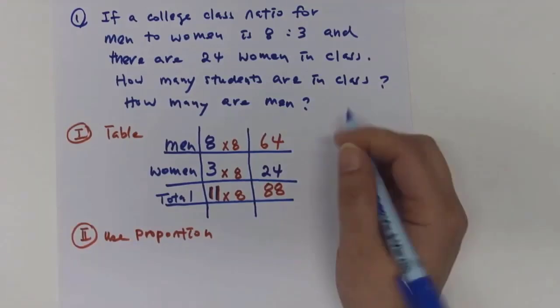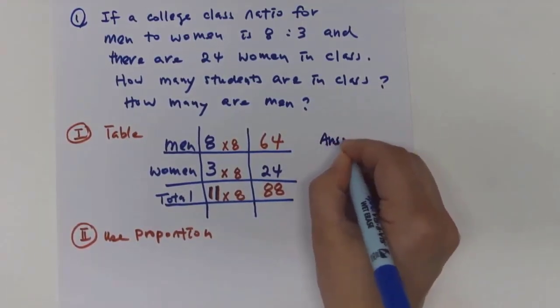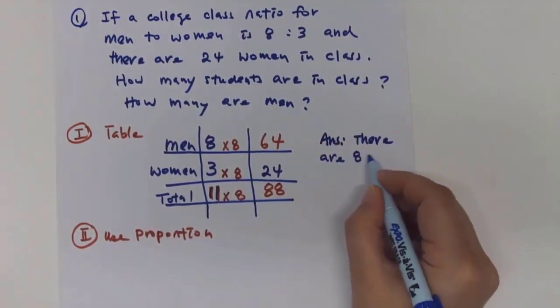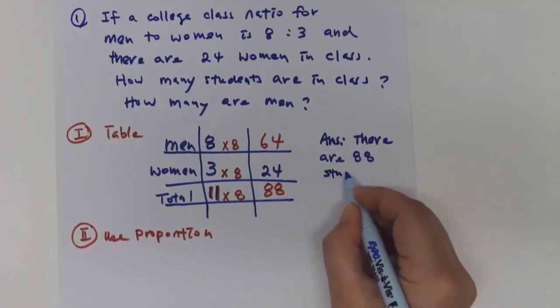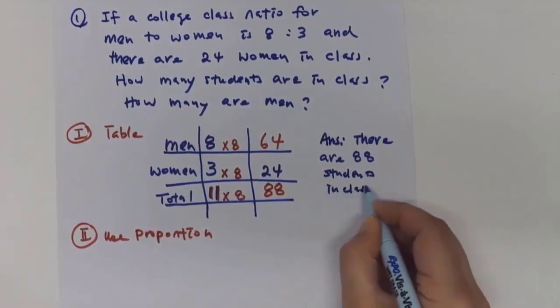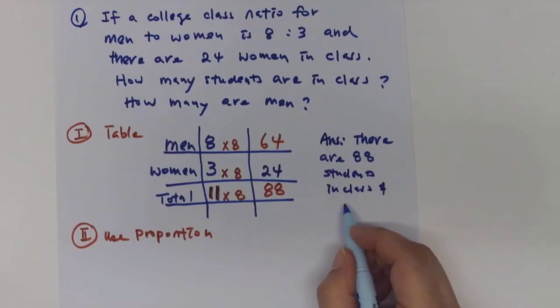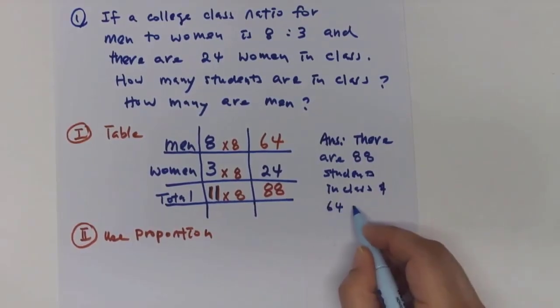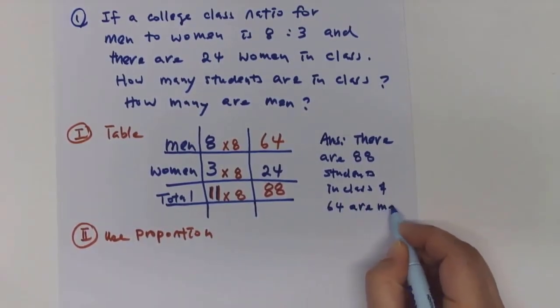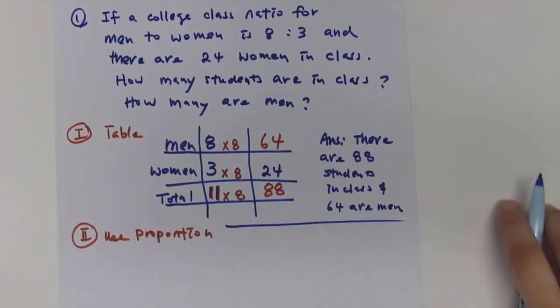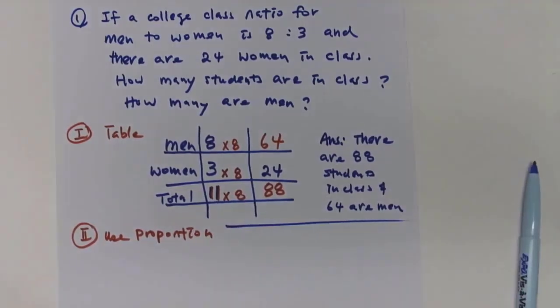So the answer will say there are 88 students in class, and how many are men? 64 of them are men. Are we okay? So that's how you use the table to solve it. Any questions for that part?